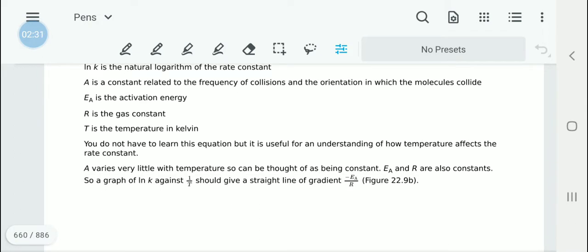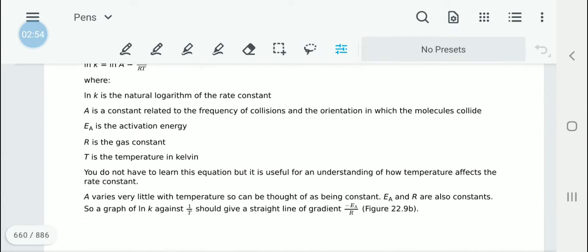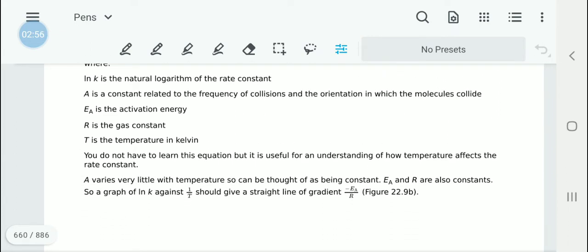However, they are saying that you do not have to learn this equation, so you don't have to. Don't try to remember this, but it will help you to understand how temperature affects the rate constant. That means you are not going to get questions based on this particular equation to do calculations. So this A, the constant that they have given, doesn't change with temperature that much. So we assume that it is a constant. Ea and R are also constants.